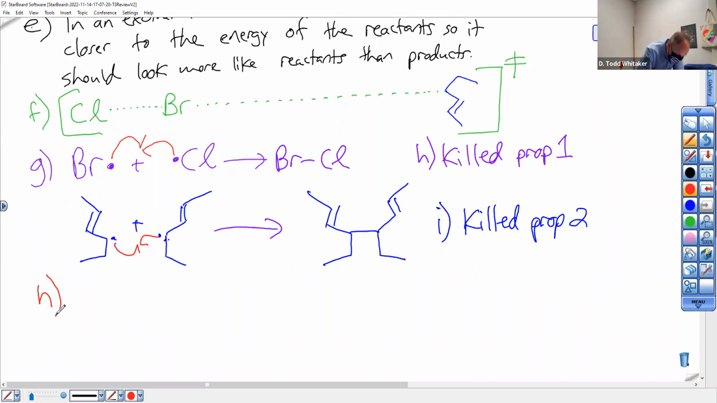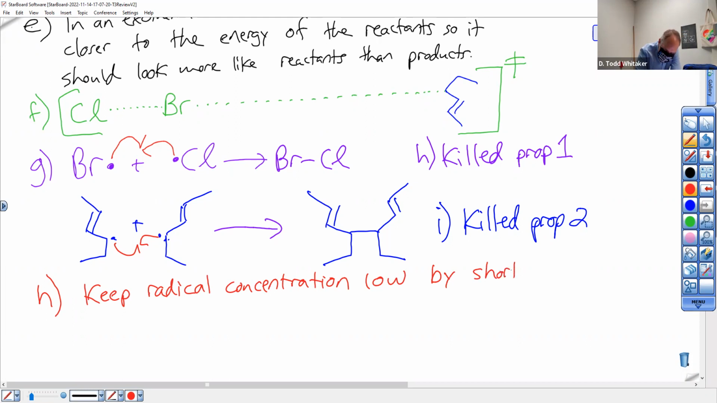I say keep radical concentration low. That way a radical is highly unlikely to meet another radical by shortening the, language gets my students sometimes, because English is not their first language. So when I say shortening the length of time that you put the heat on, does that make sense?